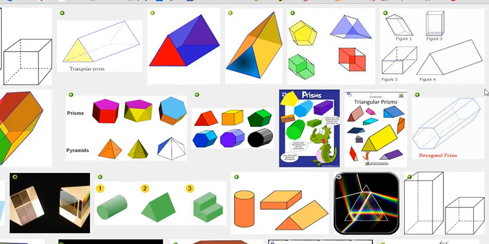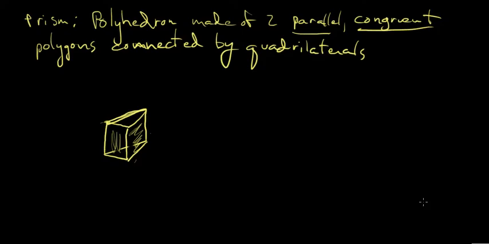Before we get too caught up, let's go back to the definitions. A prism is a polyhedron made of two parallel congruent polygons connected by quadrilaterals. The reason I say quadrilaterals and not rectangles is because sometimes we have what we call an oblique prism, and we'll talk about that in a second.